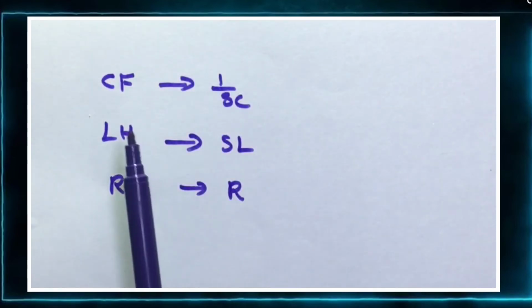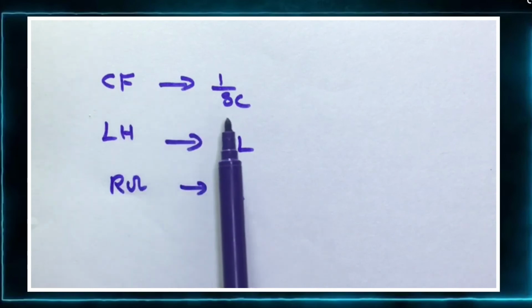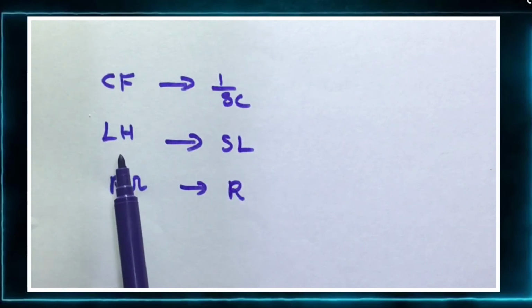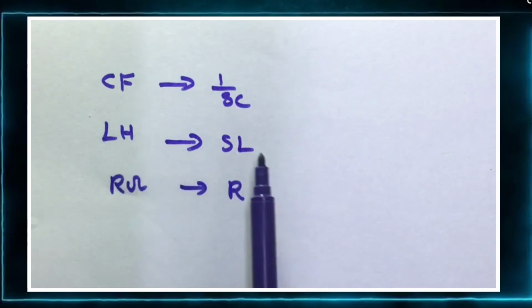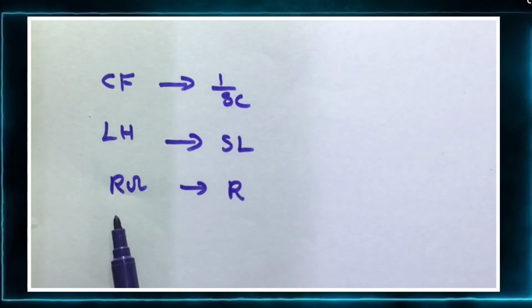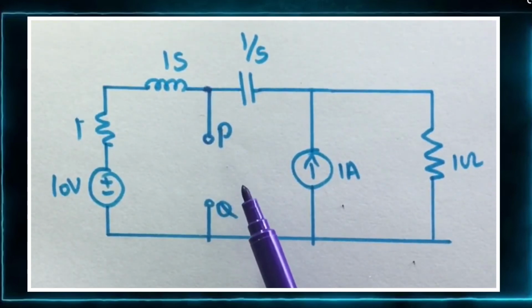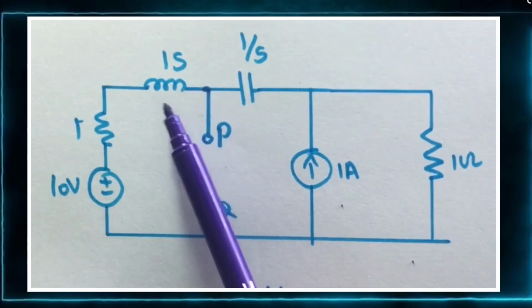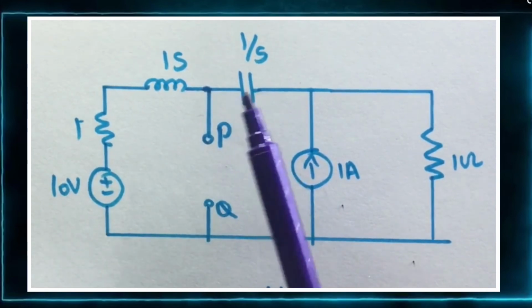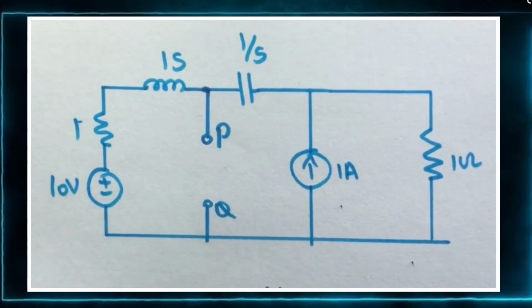A capacitor with the value C farad in time domain is equivalent to an impedance 1 by sC in s domain. On the other hand, an inductor with the value L henry in time domain is equivalent to an impedance with the value sL in s domain. Finally, an R ohm resistor in time domain is equivalent to an impedance R in s domain. Got it? So this is the s domain equivalent circuit. You can see the inductor is replaced with an impedance 1s and the capacitor with an impedance 1 by s and the resistors 1 ohm and 1 ohm.